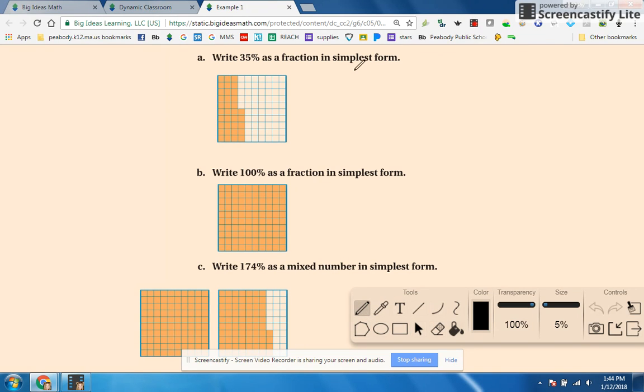So from the notes, you take the percent and you write it over 100, and then you just simplify it. So I can divide 35 and 100 both by 5. When I do that, I'm going to get my numerator is 7, my denominator is 20, so my answer is 7/20. That means that 35% and 7/20 mean the same exact thing. Okay, let's try B. 100% as a fraction in simplest form.